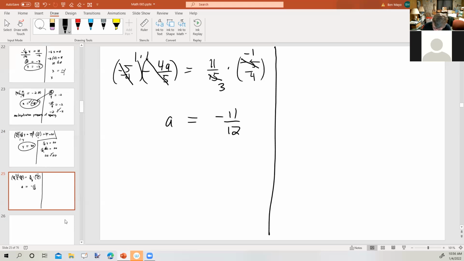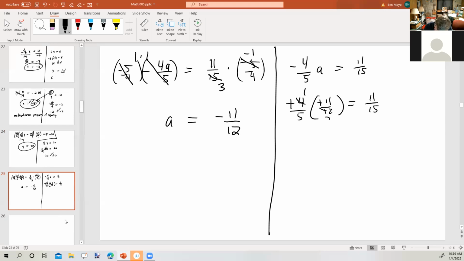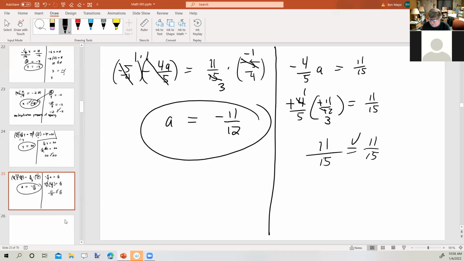Let's check our work. We've got negative 4/5 a equals 11/15. Negative 4/5 times negative 11/12 equals 11/15. Negative times negative is going to be positive, right? 4 over 12 is 1 over 3. 1 times 11 is 11. 5 times 3 is 15. 11 over 15 equals 11 over 15. So the solution is correct.